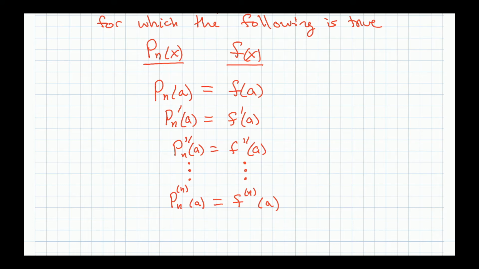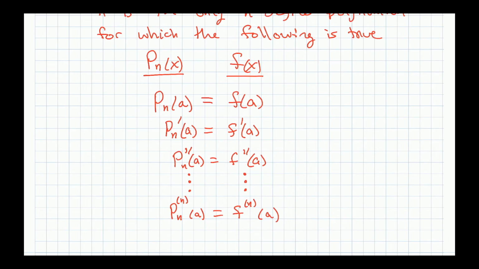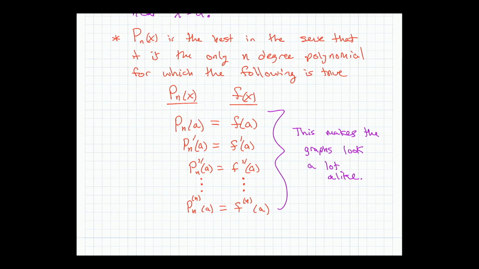The reason that Pn is a good approximation of f is because all of these derivatives are equal to each other. That makes the graphs look alike. Okay? That's kind of the key here. That making this happen, this makes the graphs look alike. Okay? So that's the idea behind a Taylor polynomial.